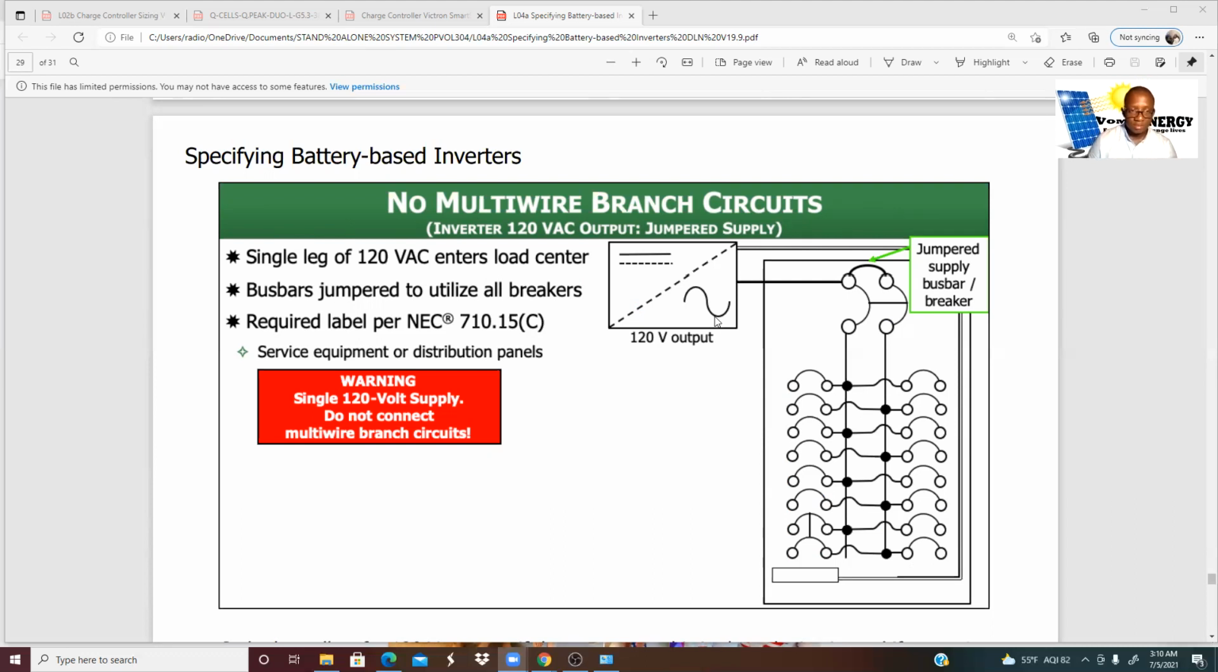A single leg of 120 volt enters the load center. Bus bar jumper to utilize all breakers. We have a 120 volt supply. We have our jumpers, supplying the bus bar breakers.